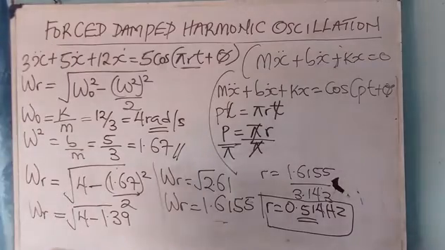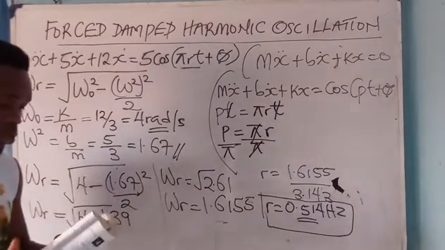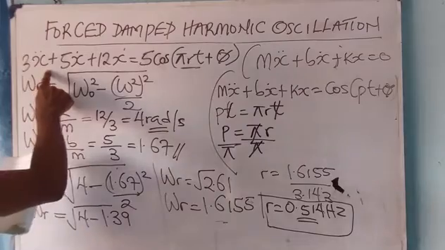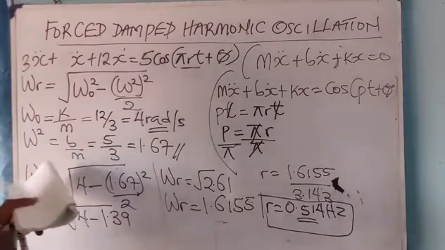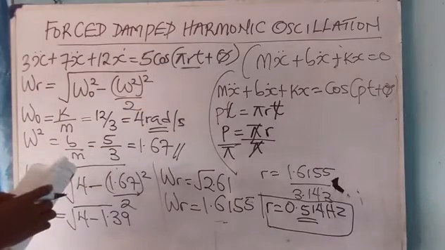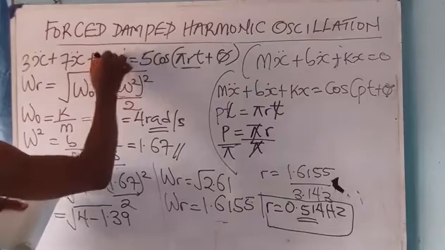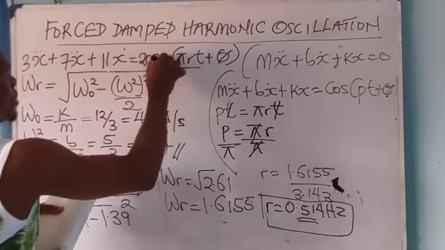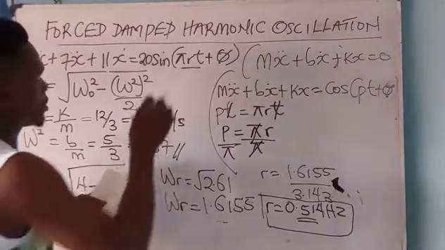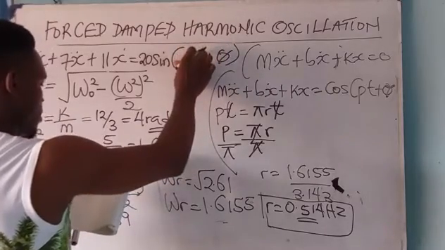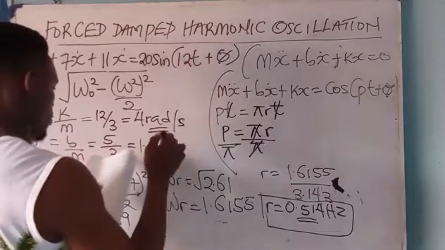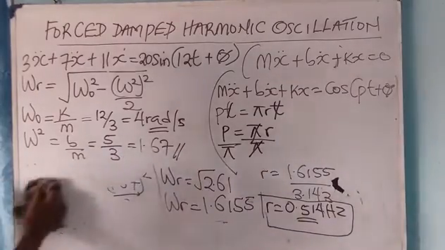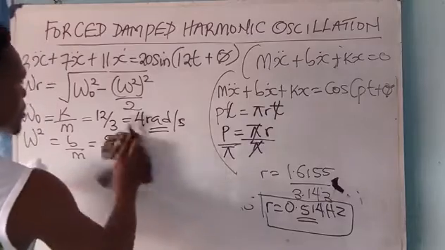Now, the next one is 3.4. The equation of motion of a point is given as 3x plus 7x plus 11x equals 20 sine 12t plus phase angle. Find the resonance frequency. The same process is required here.